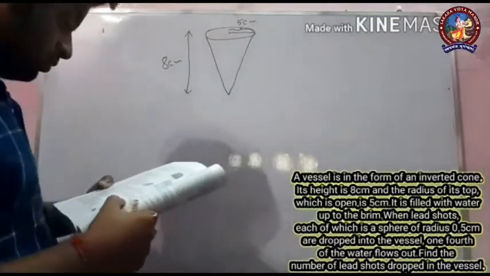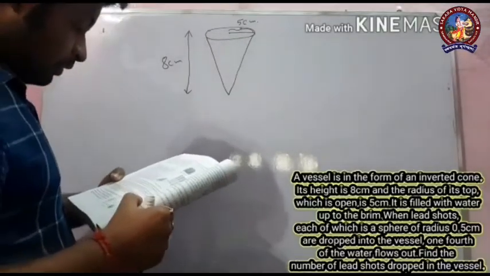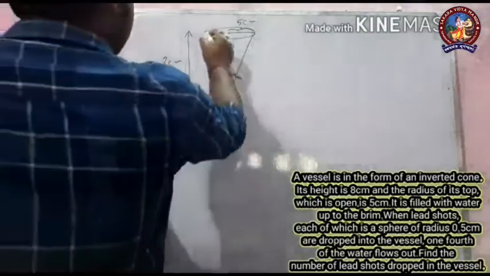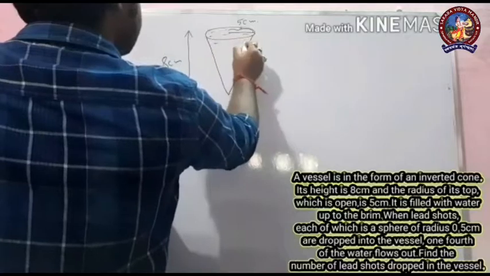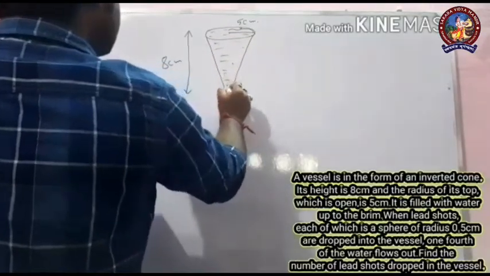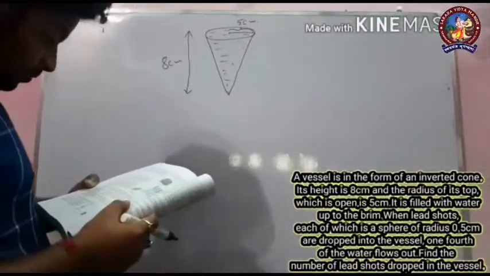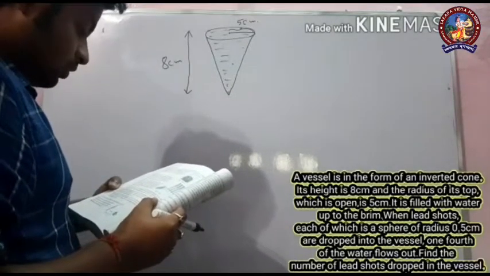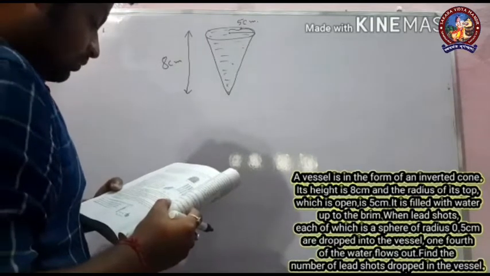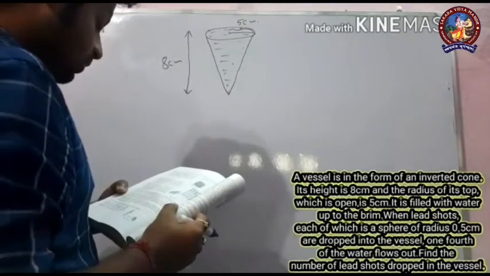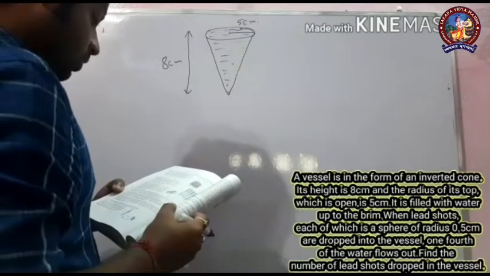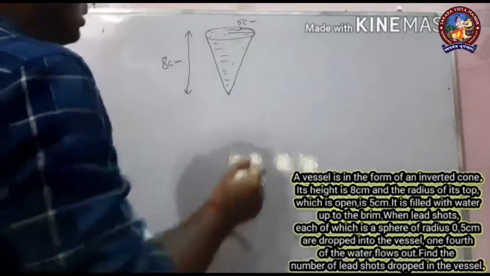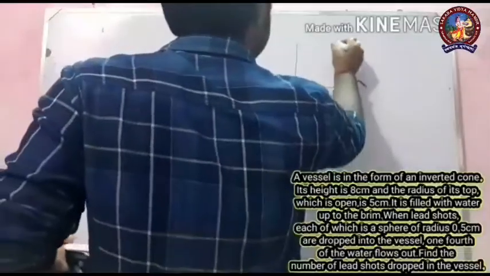Now we have said that it is filled with water up to the brim. That means it is totally filled up with water. When lead shots, each of which is a sphere of radius 0.5 centimeter, are dropped into the vessel, 1/4 of water flows out.